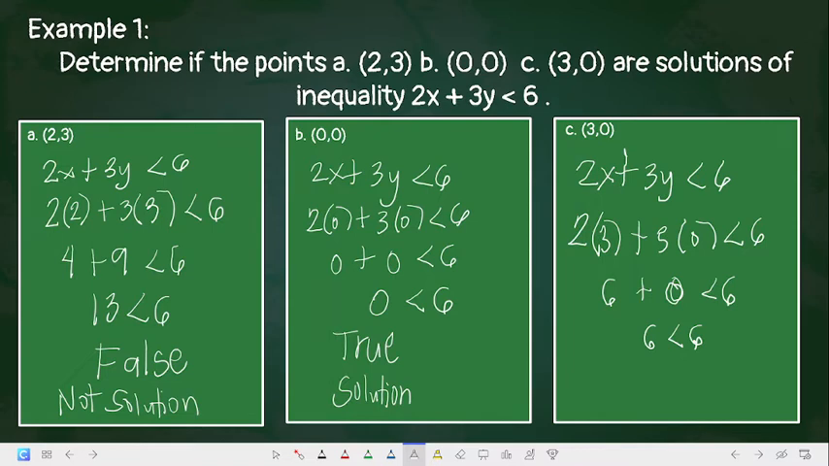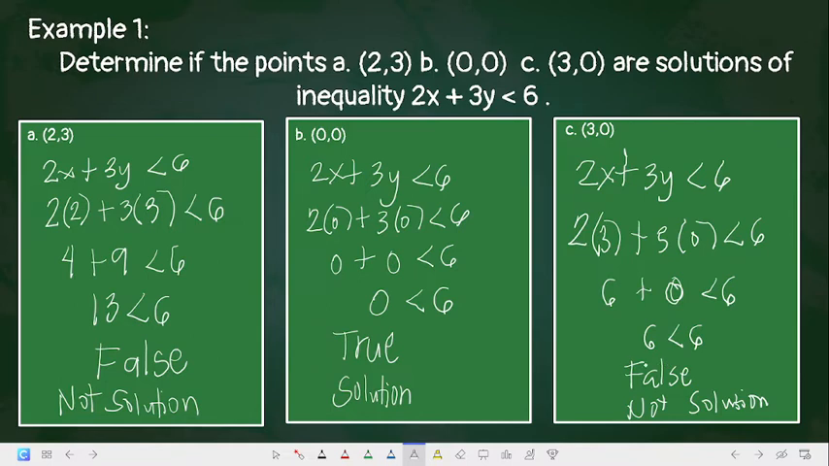So, this is not correct, obviously, because they are both 6 and the symbol is less than. So, this is false. And this is not a solution. Okay. So, kailan pwedeng maging tama ito? So, kapag nagkaroon ng equal sign sa ilalim, this will become true. So, dahil less than lang siya, this is false.